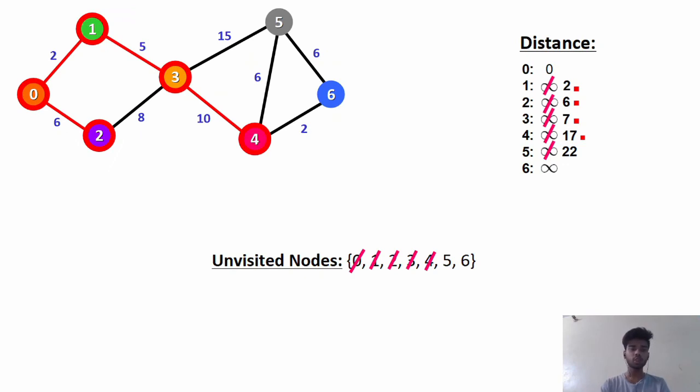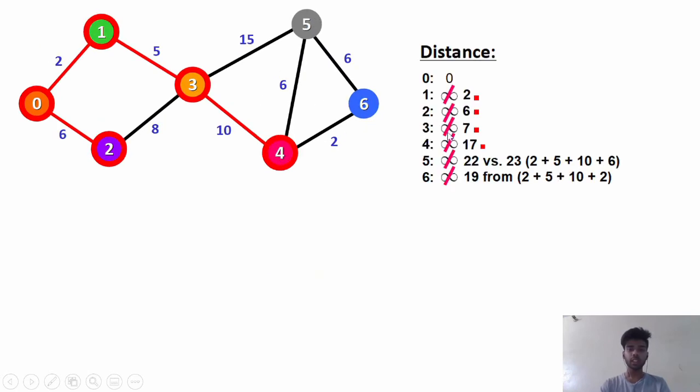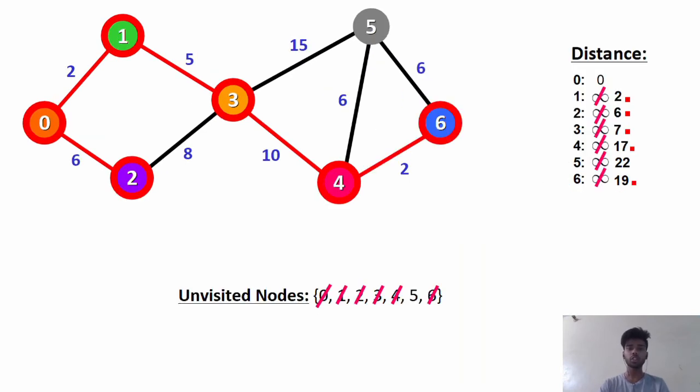So the nodes adjacent to node 4 are 6 and 5. And there are two possible ways to reach node 5, where the distances will be 22 and 23, and one possible way to reach 6, where the distance will be 19. So we will select node 6 and mark it as a visited node, as we have got the shortest path to it. Now the node adjacent to node 6 is node 5.